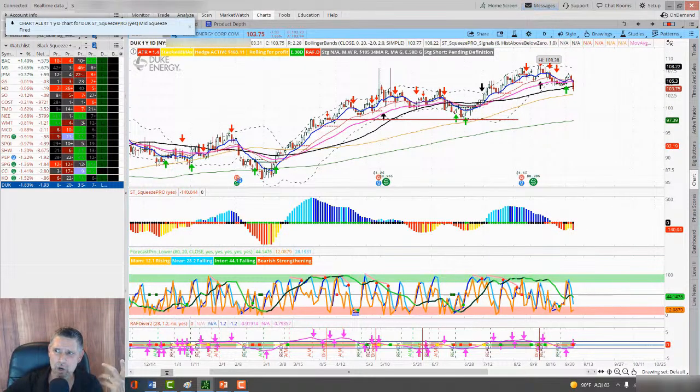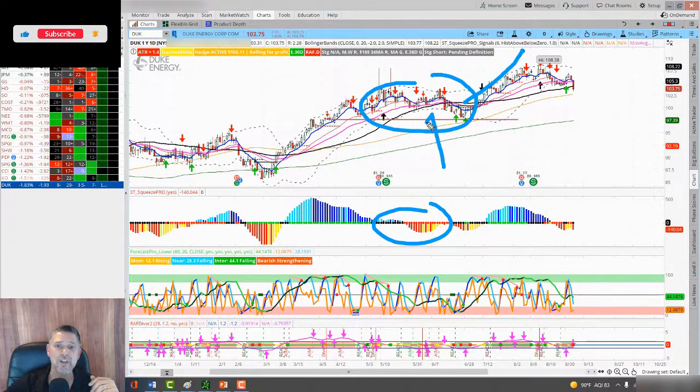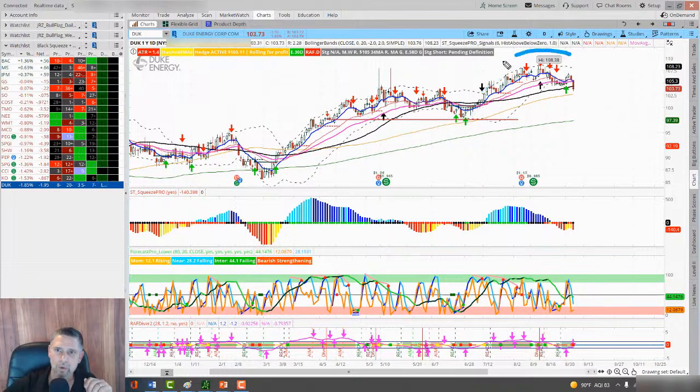Duke was in like an eternal squeeze right here, building up pressure, building up, and bam, it fired. So if you would have just played in the direction of the uptrend, when things are quiet, boom, explosion. Look at it now. Let's go look in real time.